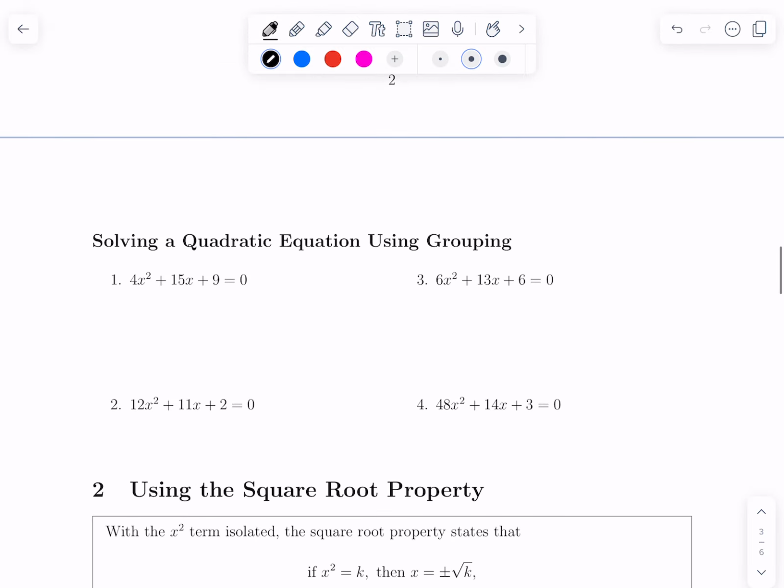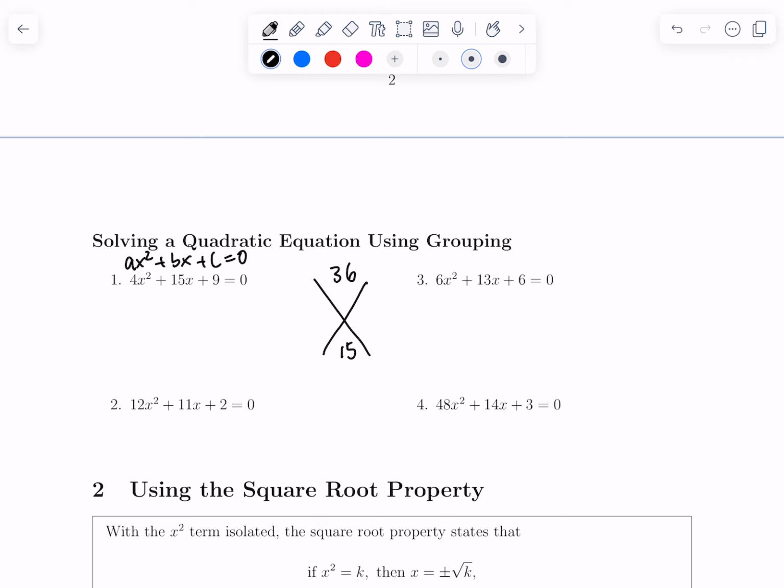So in this case, I'm going to write my standard form of the quadratic function: a times x squared plus bx plus c equals 0. The first question I have is 4x squared plus 15x plus 9. On the cross, I'm going to have 4 times 9, which is 36, and the bottom is 15.